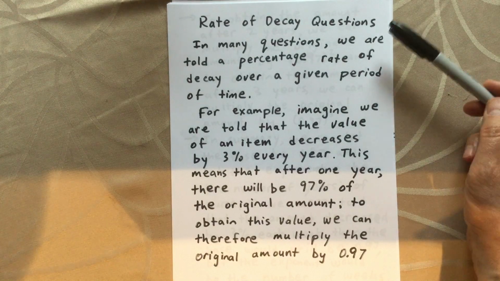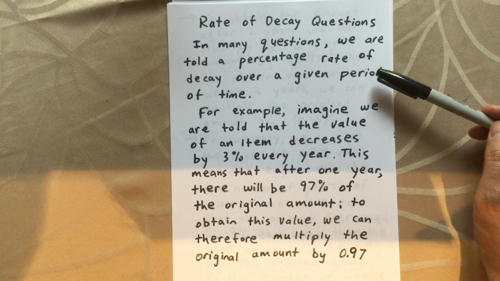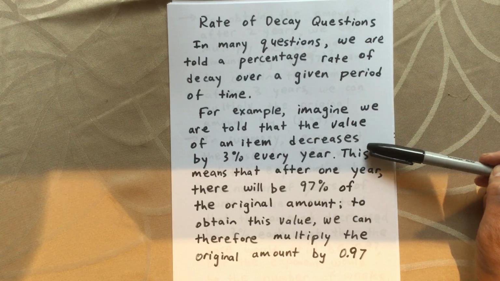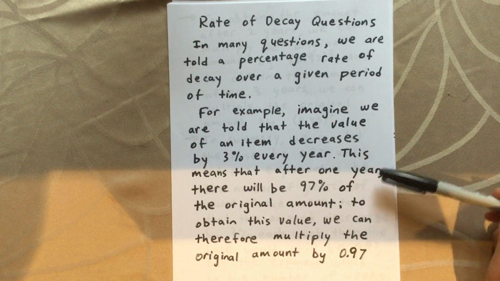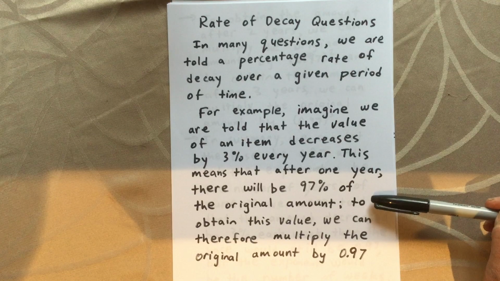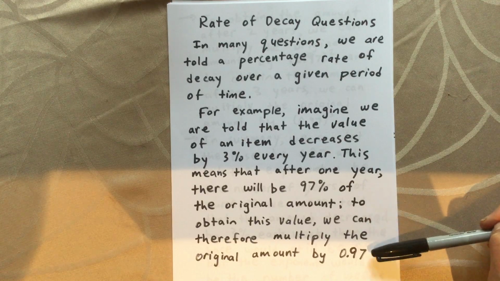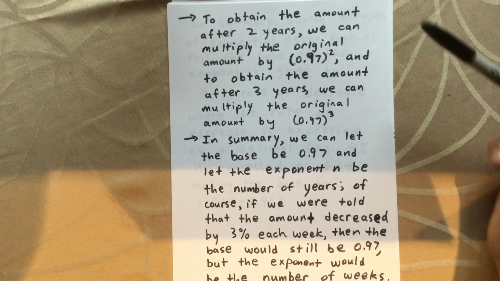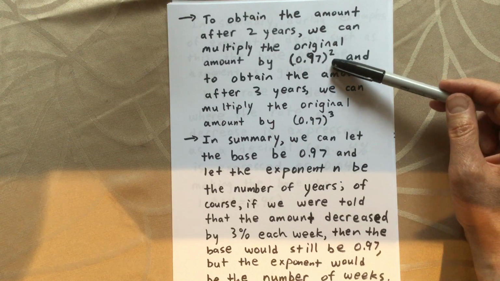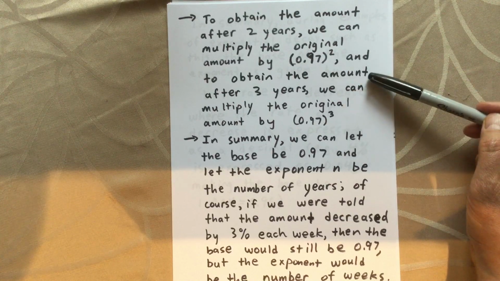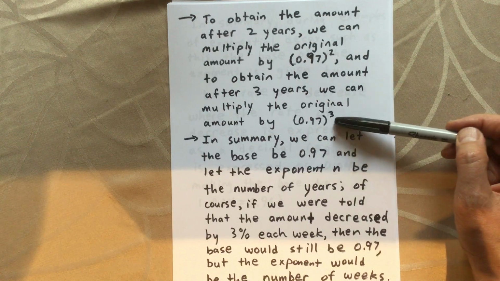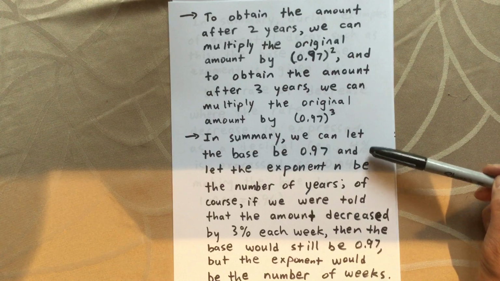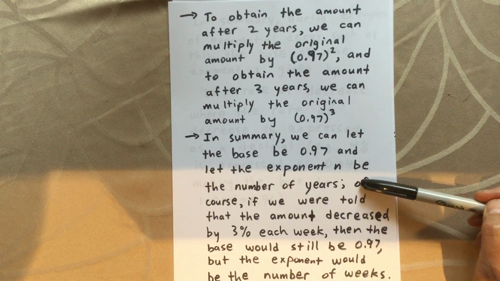There are also rate of decay questions. In many questions, we're told the percentage rate of decay over a given period of time. For example, imagine we are told that the value of an item decreases by 3% every year. This means that after 1 year, there will be 97% of the original amount. To obtain this value, we can therefore multiply the original amount by 0.97. To obtain the amount after 2 years, we can multiply the original amount by 0.97 squared. And to obtain the amount after 3 years, we can multiply the original amount by 0.97 cubed. In summary, we can let the base be 0.97 and let the exponent n be the number of years.